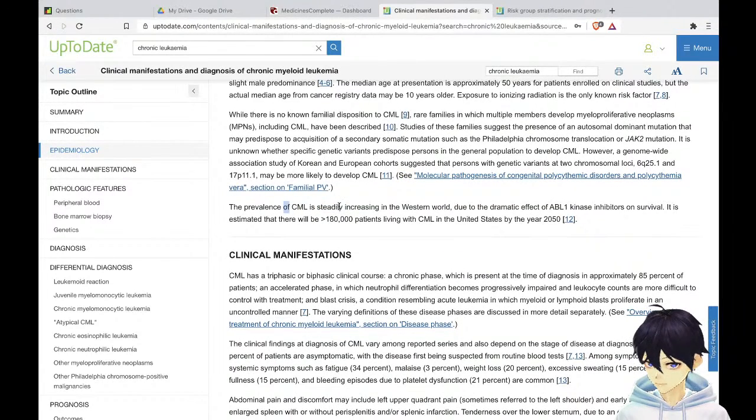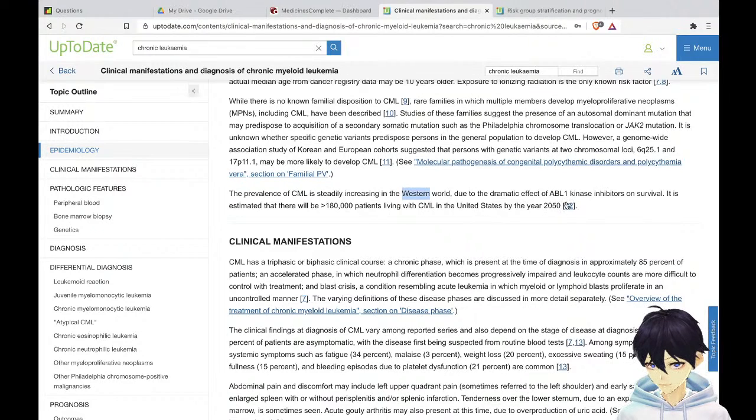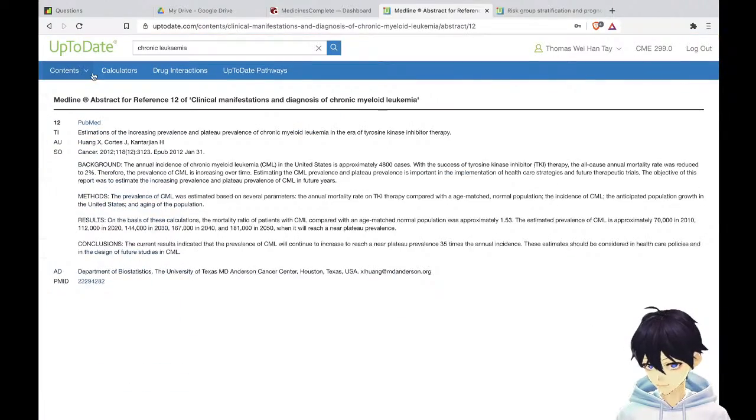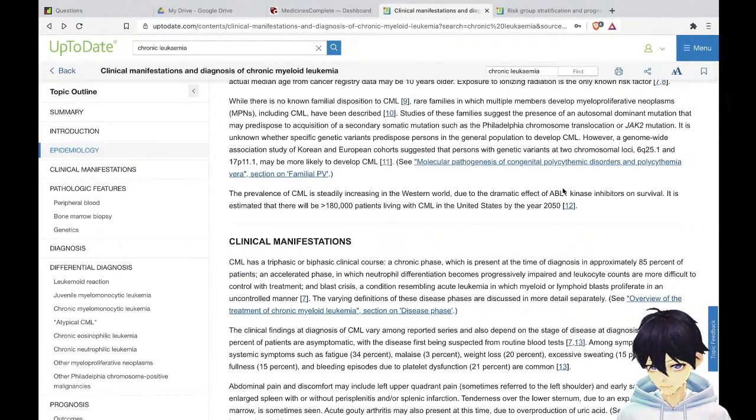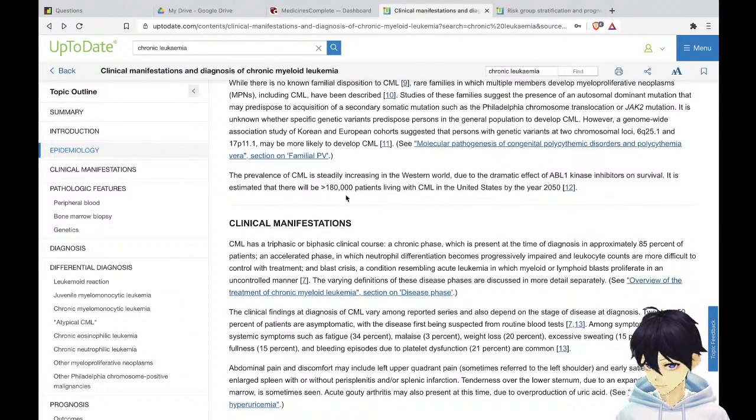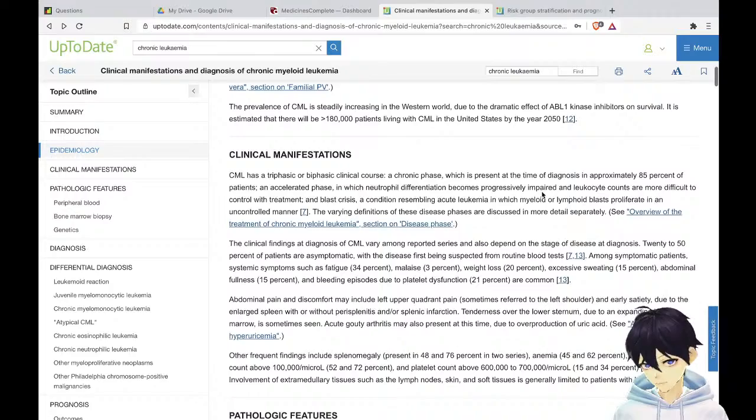The prevalence of CML is steadily increasing in the Western world due to the dramatic effect of ABL1 kinase inhibitors on survival. So more people are surviving. It is estimated that there will be more than 180,000 patients living with CML in the United States by the year 2050.